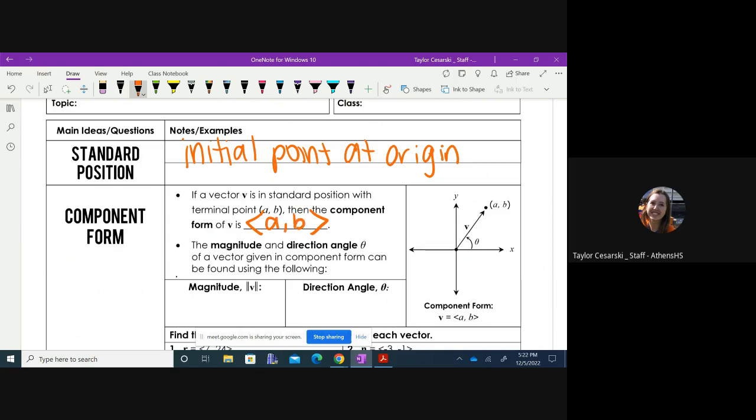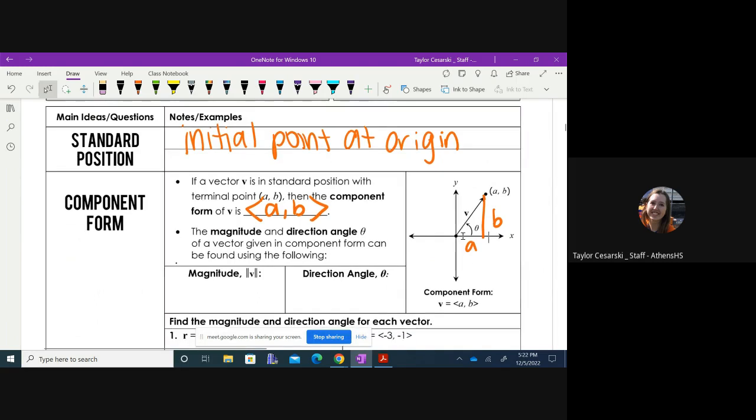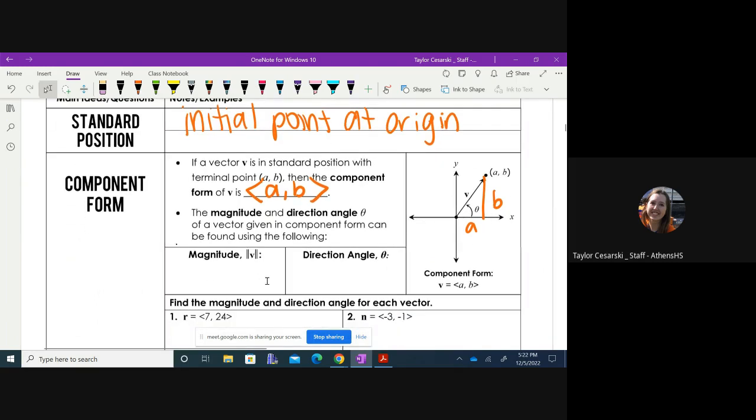Now, if you look at right here, if this is A and this is B, when it's at the origin, you can find the magnitude. Think about it kind of like the Pythagorean theorem. So the square root of A squared plus B squared, because that would give you the length of this, because that would kind of be your hypotenuse of the triangle.